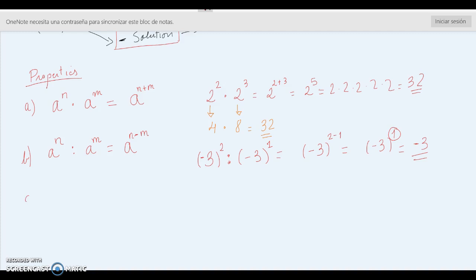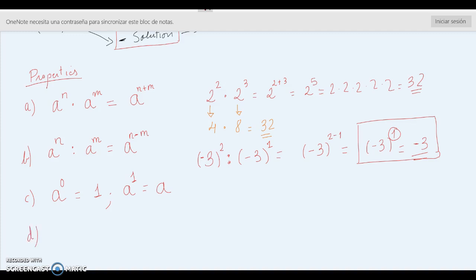Another property is any number to the power of 0 will be 1. And any number to the power of 1, is this example here. Any number to the power of 1 is the same number, is the same base.